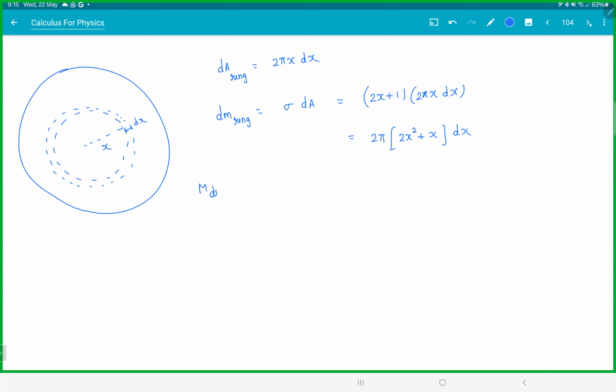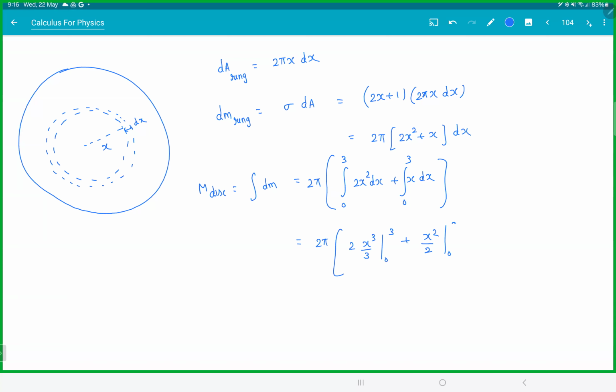So the mass of the disk is, add all the rings. The moment you say the word add, you're saying integral. 2 pi is constant, it comes out: 2 times x square dx plus x dx. Limits will go from 0 to 3, and this also will go from 0 to 3. If you have reached till here, the question is over actually. This much integration you can handle. Here 2 comes out, and the integral of x square dx is x cubed by 3, limits 0 to 3. The integral of x dx is x square by 2, limits 0 to 3.